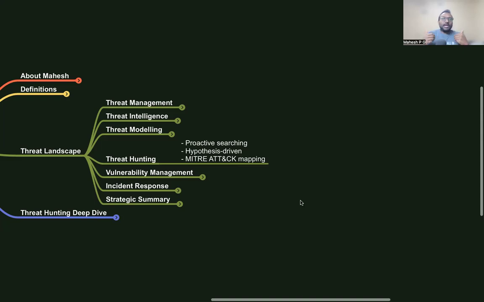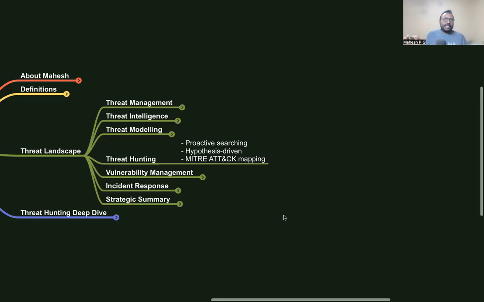We are trying to identify the anomalous behavior, any attack in my system, right? It is proactive searching. It is hypothesis driven, and we can also map with the MITRE. MITRE is an attack framework. It comes with the different tactics.